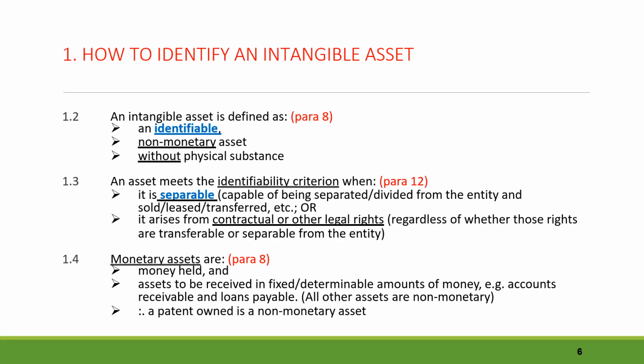So in order for us to identify that something is an intangible asset, we must be able to say that it is identifiable. And an asset is identifiable if it is either separable, meaning that it is capable of being separated or divided from the entity and sold off separately or rented or exchanged, aside from selling off the whole business or the whole entity. And the second point is that it arises from contractual or other legal rights.